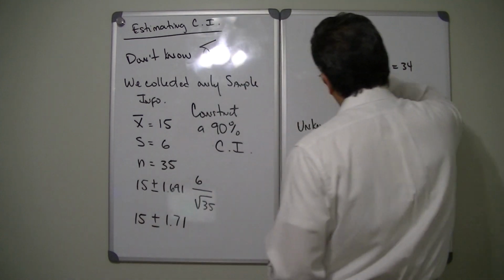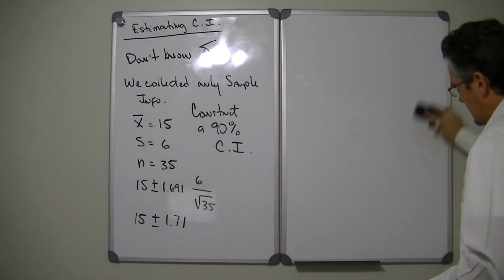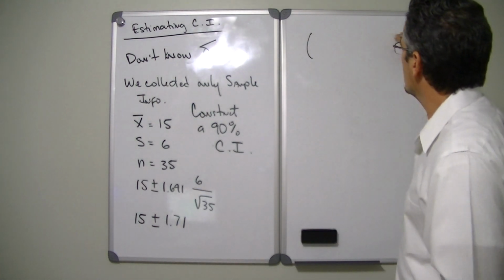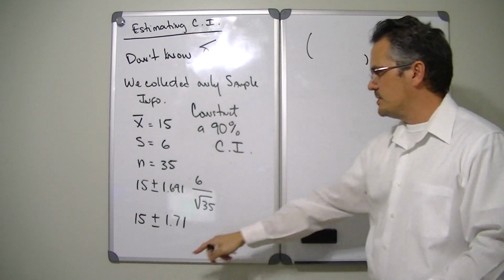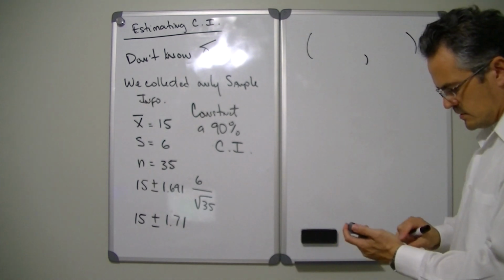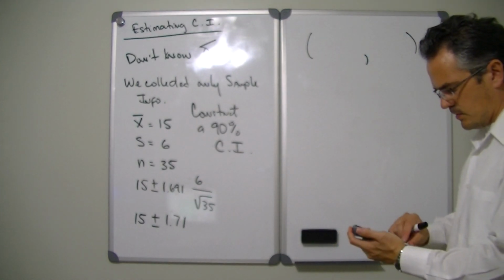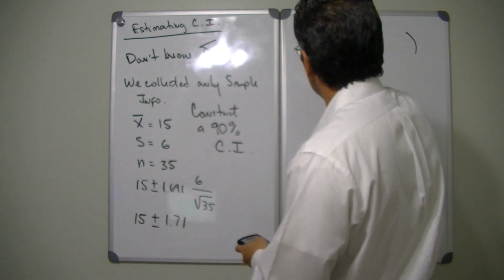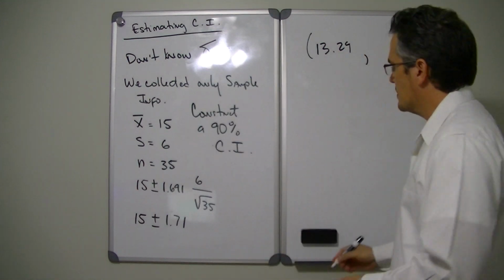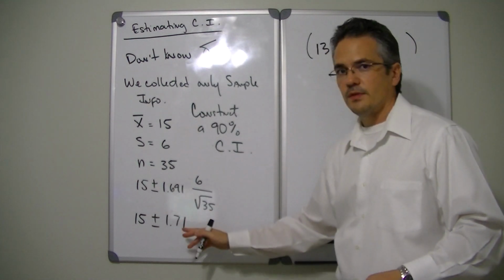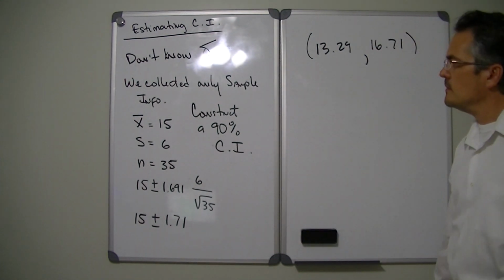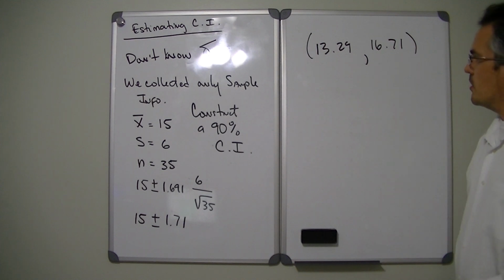And remember, a confidence interval is two numbers. We need to have a low value and a high value. So the answer is a low value, which is at 15 minus 1.71. So 15 minus 1.71. So I got 13.29. And then the high value is going to be 15 plus 1.71, or 16.71. And that is our confidence interval.